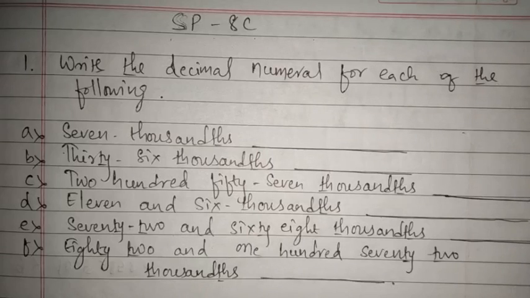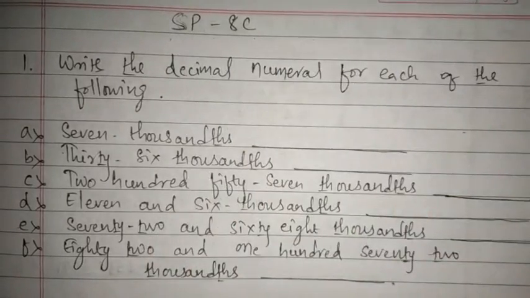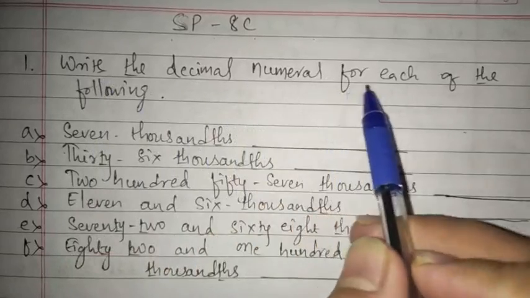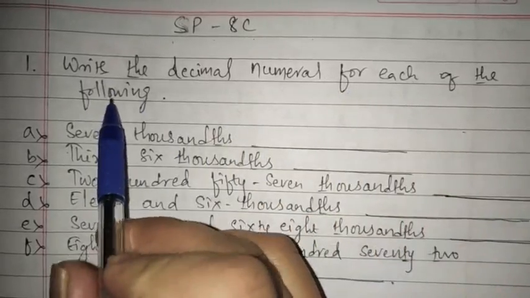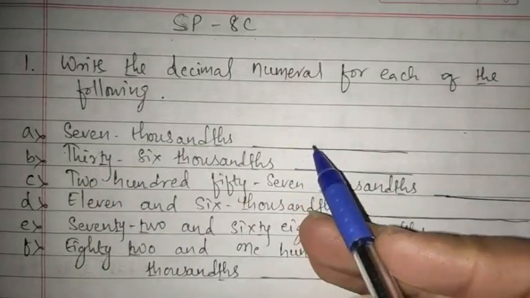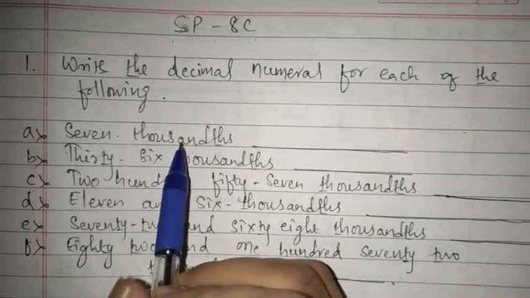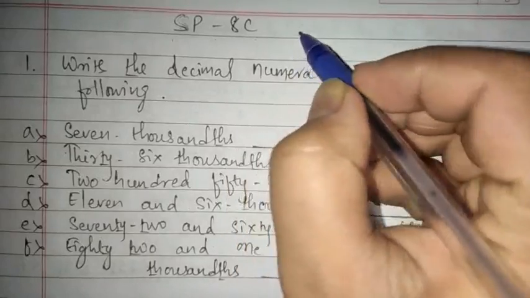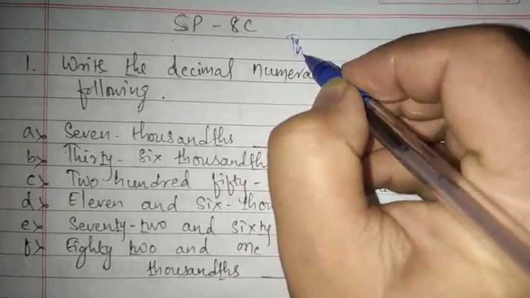In today's session we are going to cover Self Practice 8C. Question number 1 says: write the decimal numeral for each of the following. You have to convert this into decimal form. So 7/1000. In this self practice we are going to deal with the thousandths place.